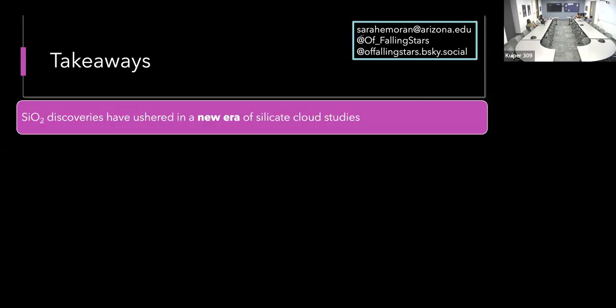So that's kind of where I am now. Again, this is very much in progress, preliminary work, but I think we're in a really exciting era that we actually now have JWST. We can make these kinds of determinations because we have access to the silica feature and a lot of detail, both in resolution and in the number of objects that we can observe.